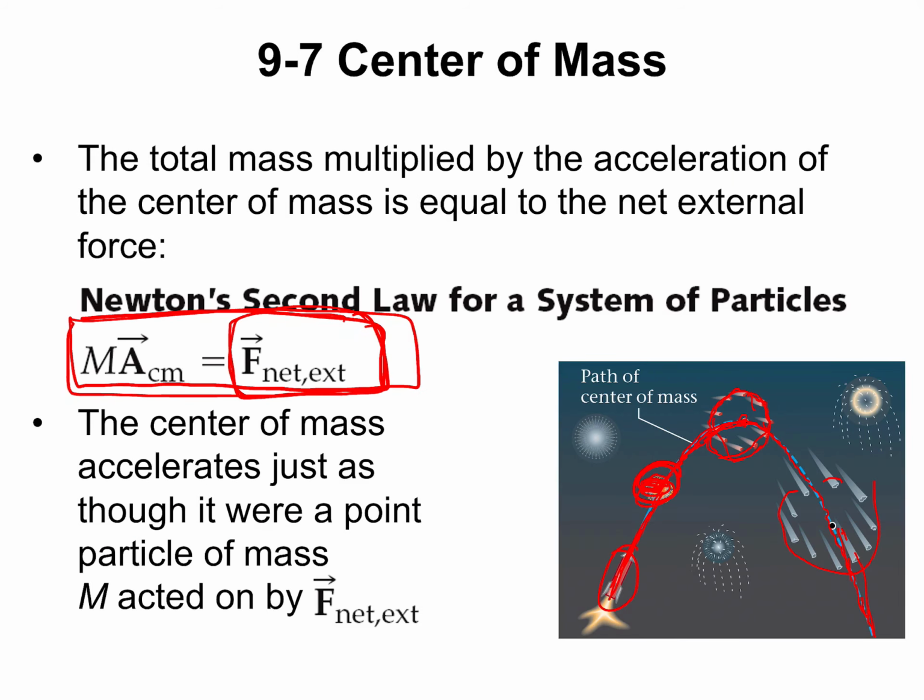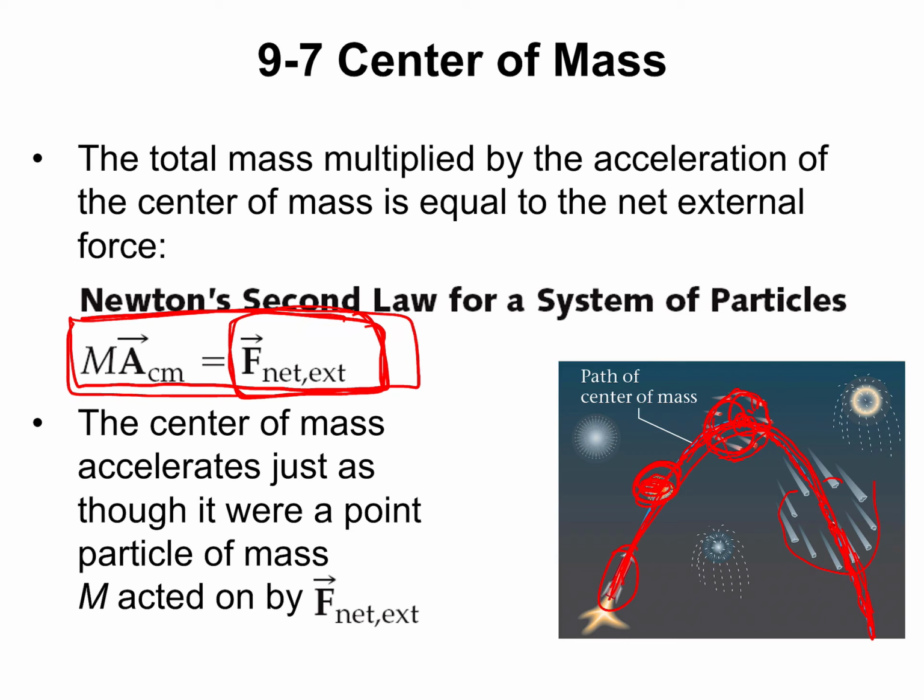Center of mass will follow Newton's law. Center of mass will go through the trajectory motion. Anything else can go randomly, that doesn't matter, but add everything together, that is the center of mass. Center of mass will follow this trajectory. That is what happens to the center of mass.